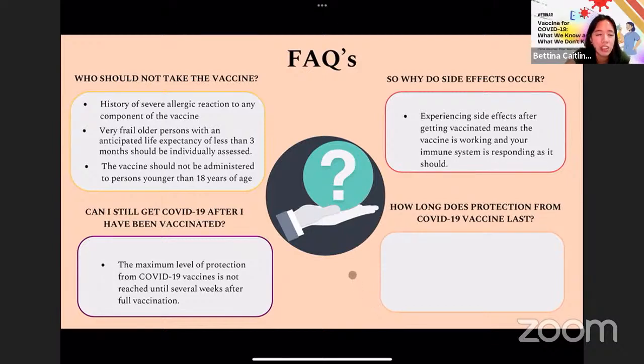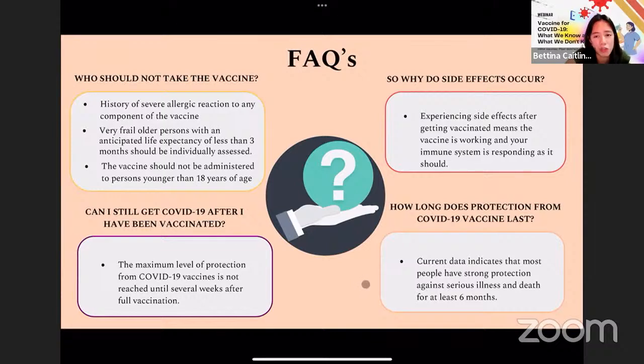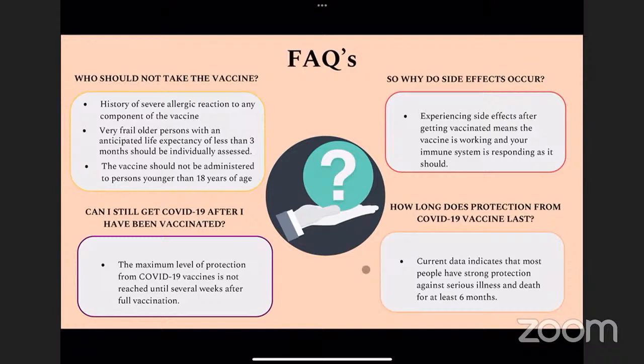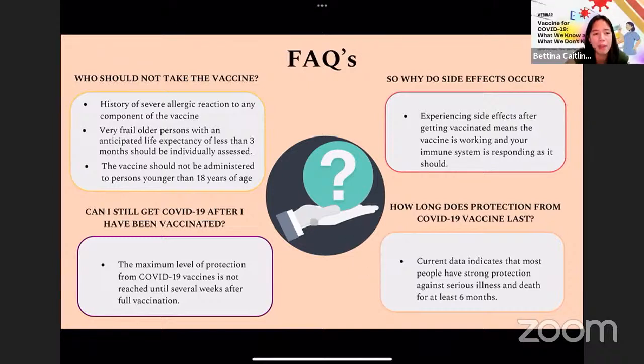Ask, how long does protection from COVID-19 vaccine last? We still don't know exactly how long protection from the COVID-19 vaccines lasts. But current data from studies show that people have strong protection against serious illness and death for at least 6 months. That is all for my topic.